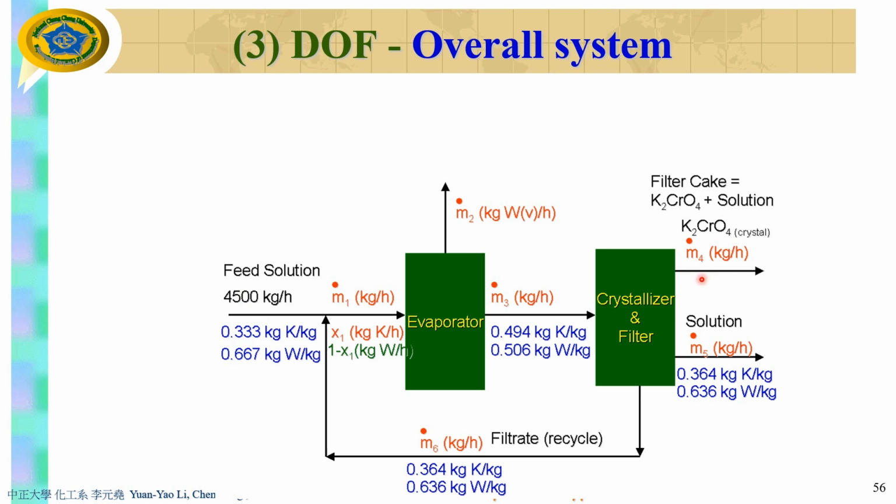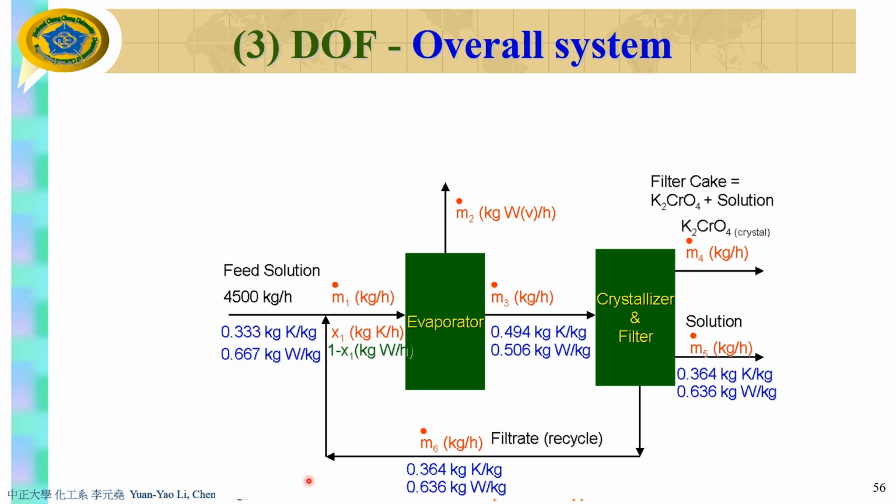Okay, so now let's do DOF. Let's do the overall system. Overall system is what? How many input streams and how many output streams? Please tell me. One input stream and 3 output streams, right?